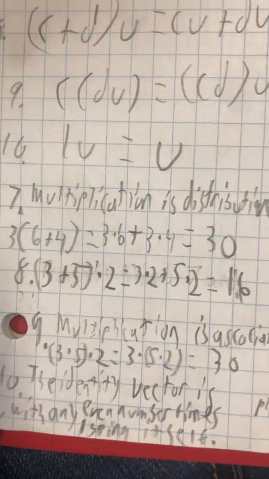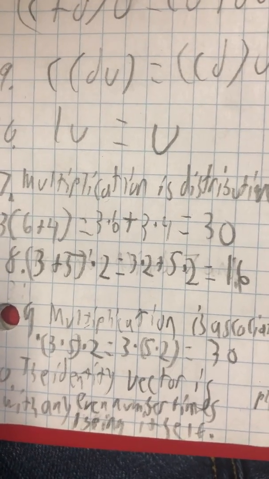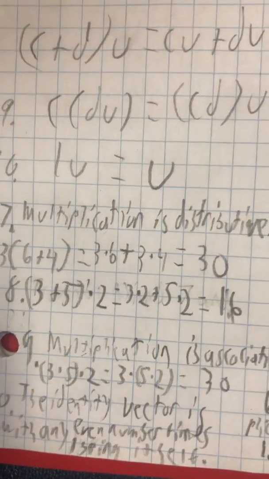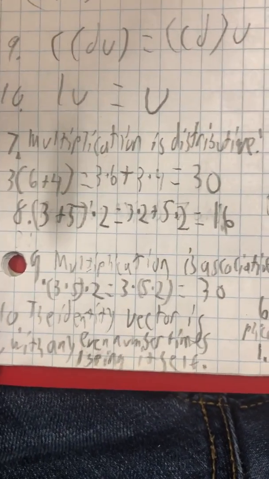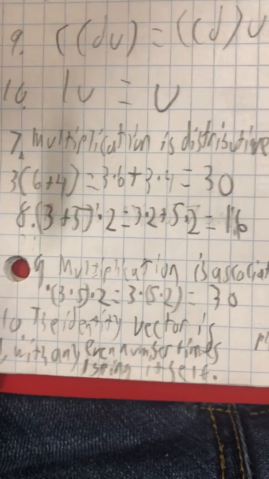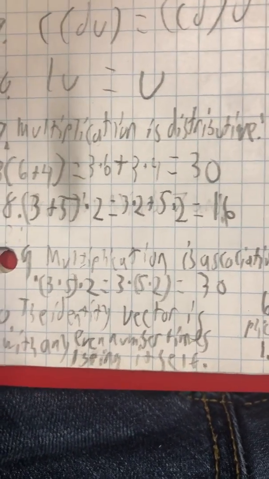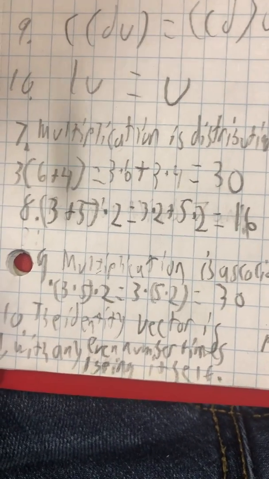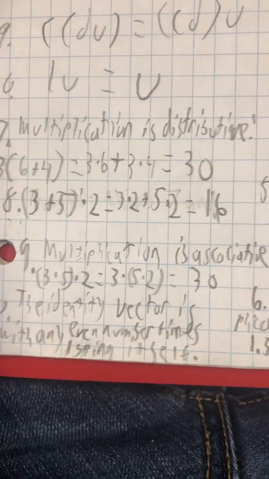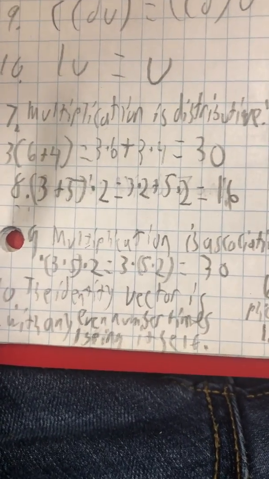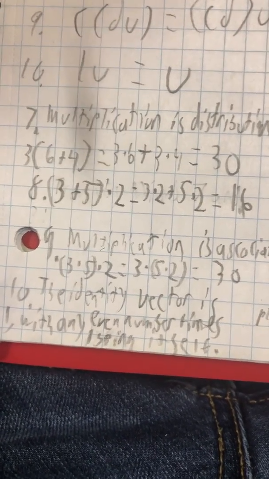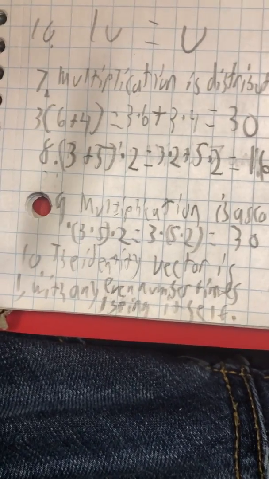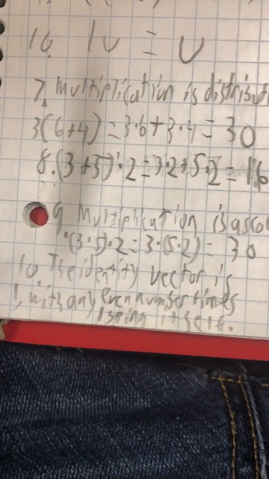Number 8 is a combination of the distributive rule for multiplication and the associative rule for addition, and both previous conditions are satisfied. For example, (3 plus 5) times 2 equals 3 times 2 plus 5 times 2. And axiom number 9 is the associative rule for multiplication, and obviously that rule holds true for multiplication, so 3 times (5 times 2) equals (3 times 5) times 2. And finally, number 10, the identity in this vector space is 1, with any even number multiplied by 1 giving you back the even number.